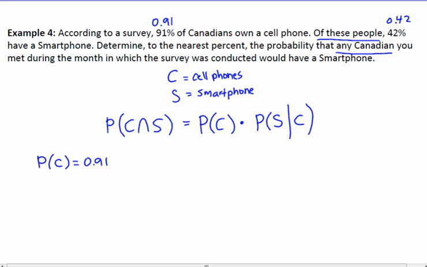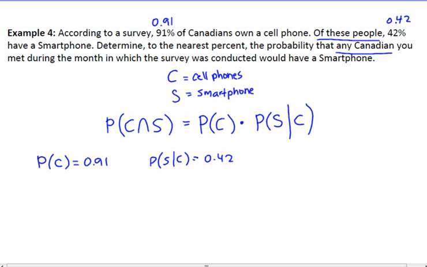Let's read our sentence. According to the survey, 91% of Canadians own a cell phone. Of these people, 42% have a smartphone. Yeah, so is that this? The probability of a smartphone given that they already have a cell phone? Of these people that have a cell phone, they have a smartphone. So we have equals 0.42.